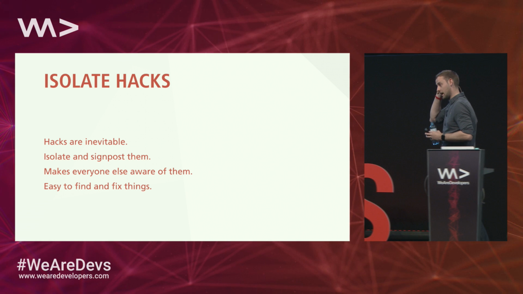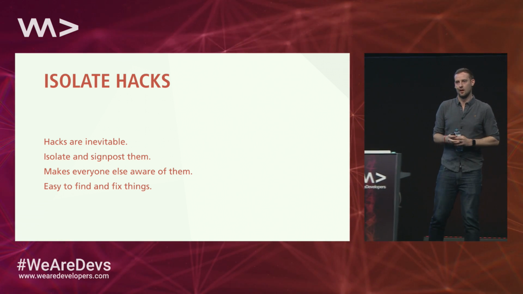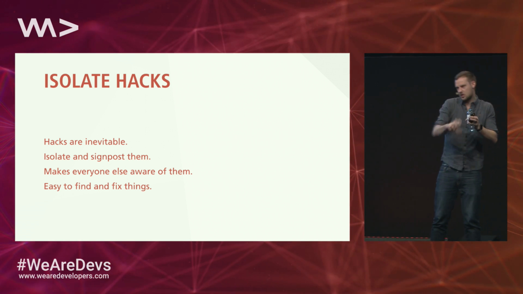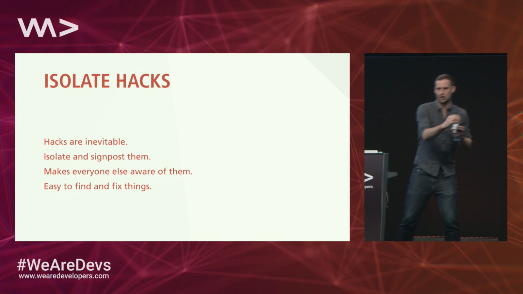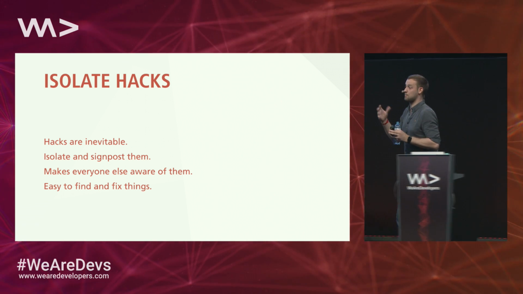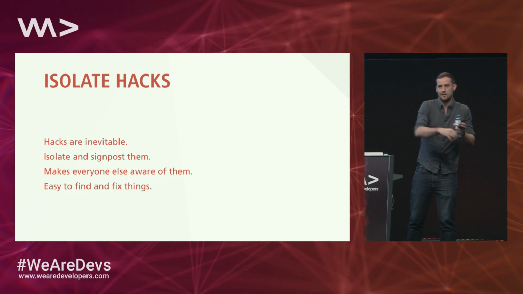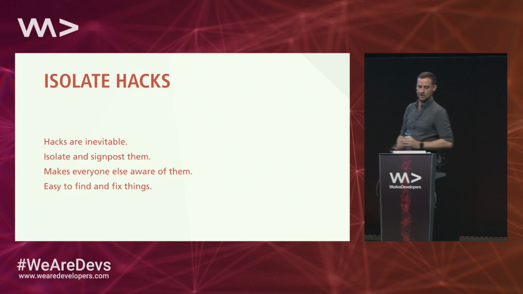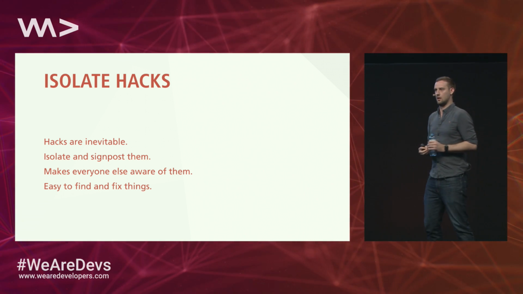Isolating hacks is really important. Actually getting hacks out of the way of the main body of your work can be really useful. The beauty of CSS is that selectors can live pretty much anywhere. You can't just move the center of a JavaScript function somewhere else, but with CSS you can move a selector somewhere else, and things are probably still going to work. So we've got this benefit where we can actually start isolating our hacks and putting them in their own different place. So isolating and signposting them makes everybody else aware that they exist.